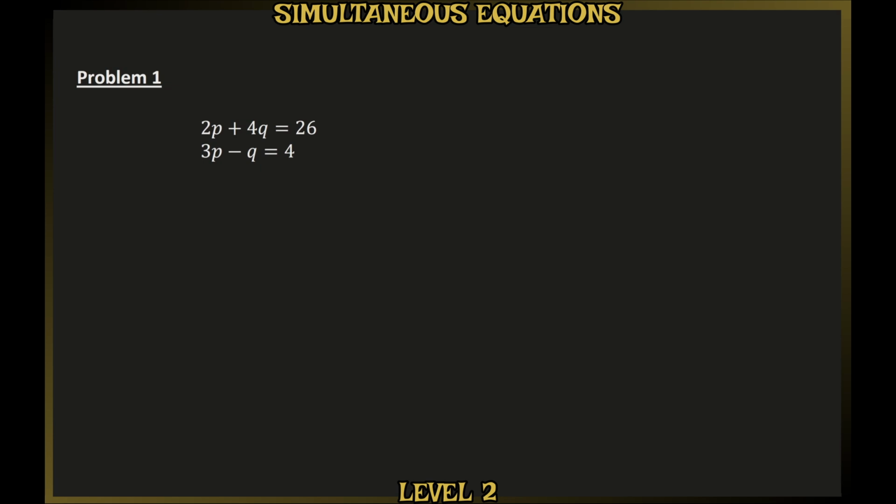Now looking at the q's, we could multiply the second equation by 4, and this would make the number in front of both q's 4. So let's do that. We need to make sure that we times everything in this equation by 4. So we have 3p times 4 gives us 12p. Minus q times 4 is minus 4q, and 4 times 4 is 16. And the equation above just remains the same.